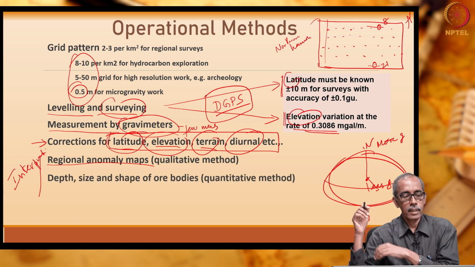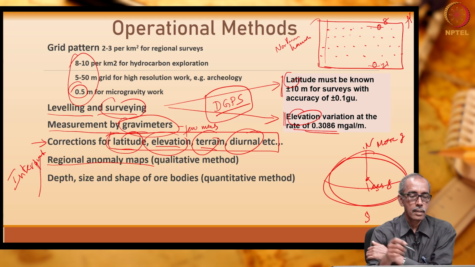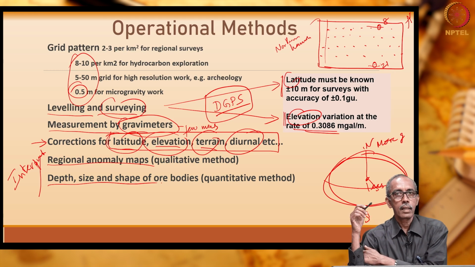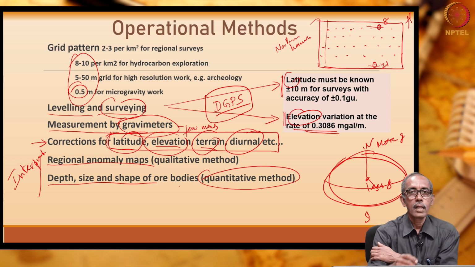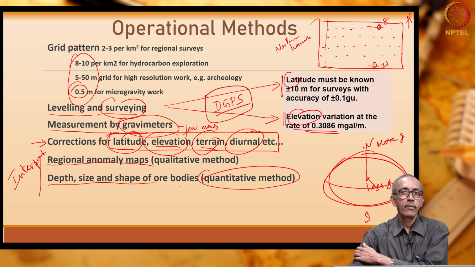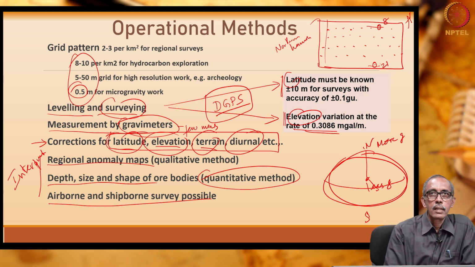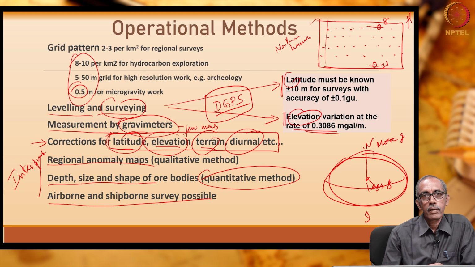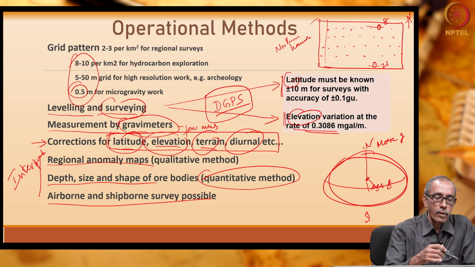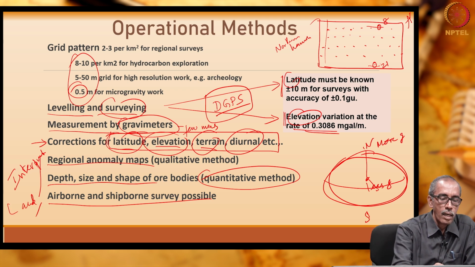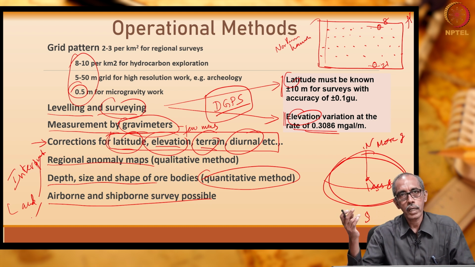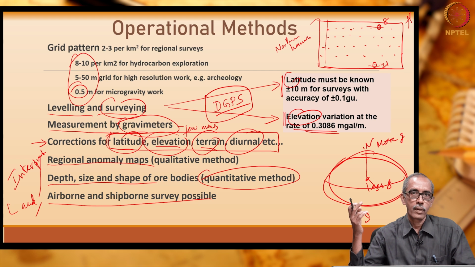And then we can determine size and shape of the bodies. That means this is a quantitative method of investigation. And the greatest advantage is that gravity methods can be operated on land as well as from air as well as ship. From everywhere, from land, or from sky, or from water, we can do the measurements of gravity survey.